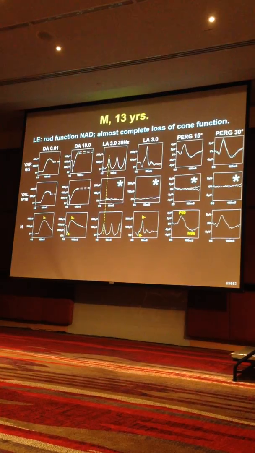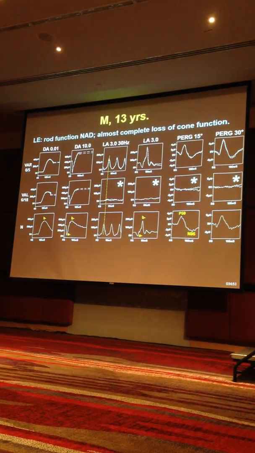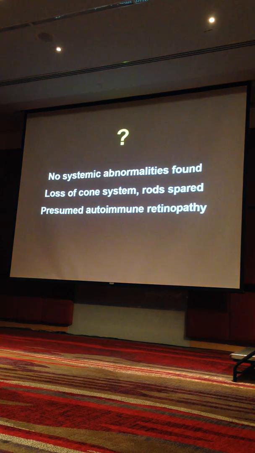The only abnormality that you see is focal disruption of the OCT at the macula, and yet there's no cone function whatsoever. We have no explanation for this whatsoever. We don't know what it is. We've done the anti-retinal antibody studies, which didn't really show very much. And we presume that this is autoimmune retinopathy until proven otherwise, because we can't think of another mechanism which would take away cone function completely and preserve rod function.